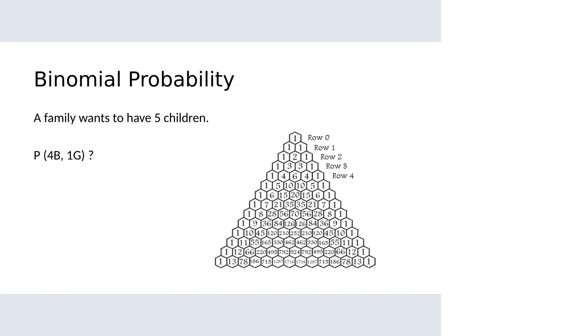Binomial probability. A family wants to have 5 children. What's the probability of getting 4 boys and 1 girl? Binomial probability is when there are only 2 outcomes. Boy, girl, heads, tails, that kind of activity. And so having 5 children, we only have 2 outcomes, boy, girl. And what's the probability of getting 4 boys and 1 girl? So they're going to have 5 children total.